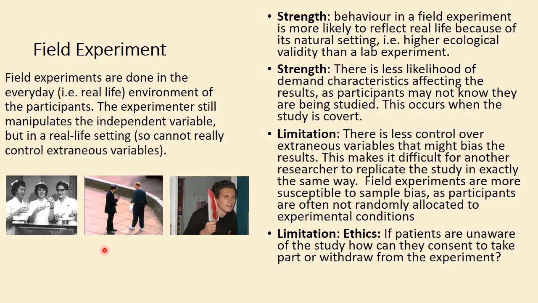Weaknesses of field experiments. It's very, very hard to control extraneous variables because they're often taking place in everyday situations such as a street or in a hospital, and therefore that also means that they're very, very hard to replicate. They're also more likely to have biased samples because you can't necessarily randomly allocate people to experimental conditions. You're dealing with whoever's around at the time, much more likely to end up with an opportunity sample of whoever was passing on the street or whatever nurses were working that day.